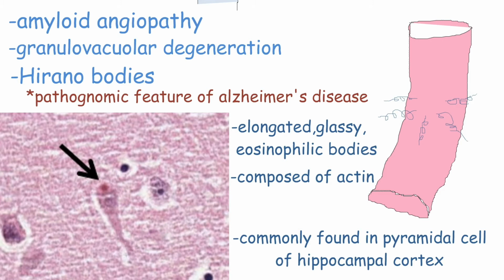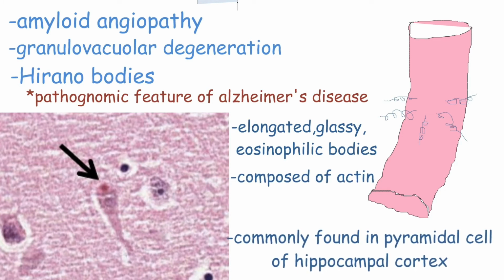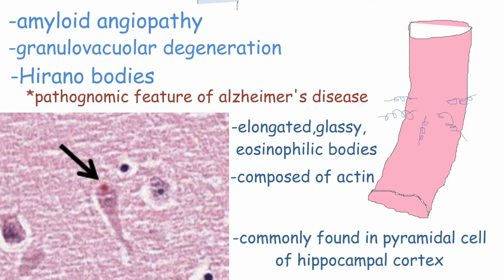Now let me repeat it once again. Hirano bodies are the pathognomonic features of Alzheimer's disease. They are elongated, glassy, eosinophilic bodies consisting of paracrystalline areas of beaded filaments. They are composed of actin, and they are commonly found in the pyramidal cells of the hippocampal cortex.